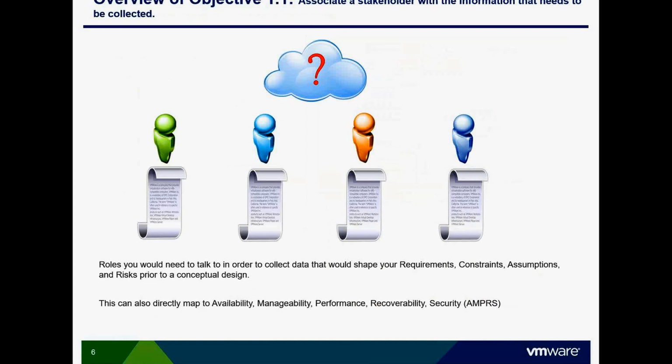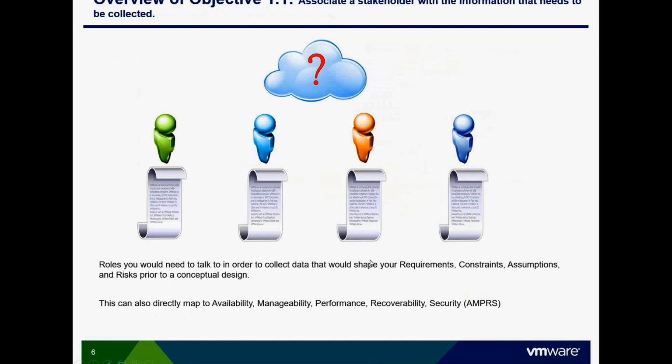So when you first read this, or when I study it, it's kind of like a common sense section. People are like, well, there's not much to that, but it's really about knowing who to talk to and how to pull those requirements out. And I really emphasize the requirements, constraints, assumptions, and risks, because that's really what it's going to boil down to, especially when we get into later sections as well. This will also map to availability, manageability, performance, recoverability, and security, or AMPRS. You sometimes may see cost at the end of one of those as well.